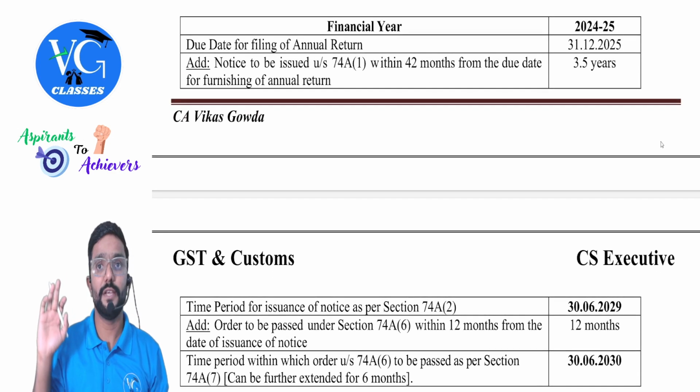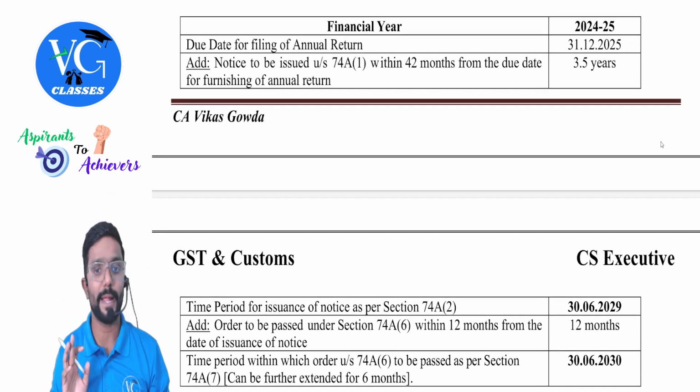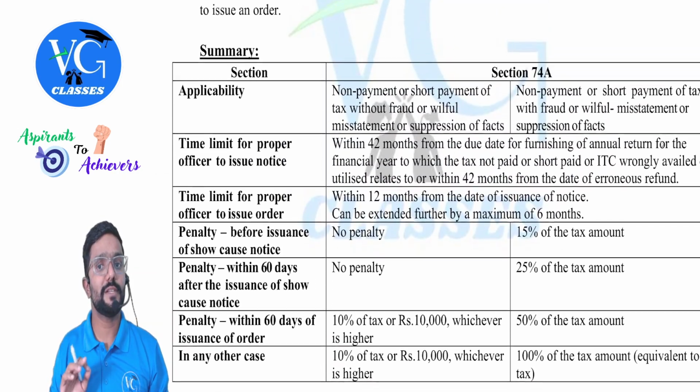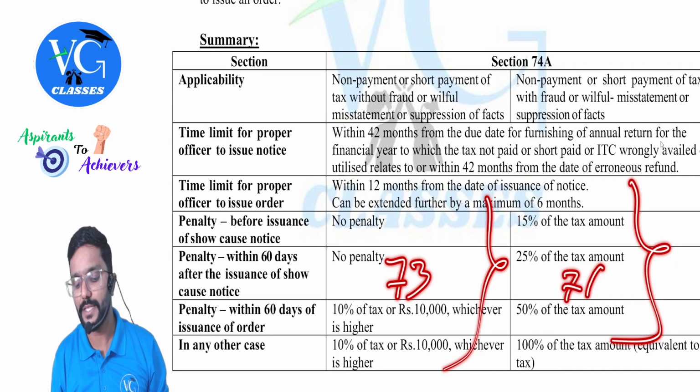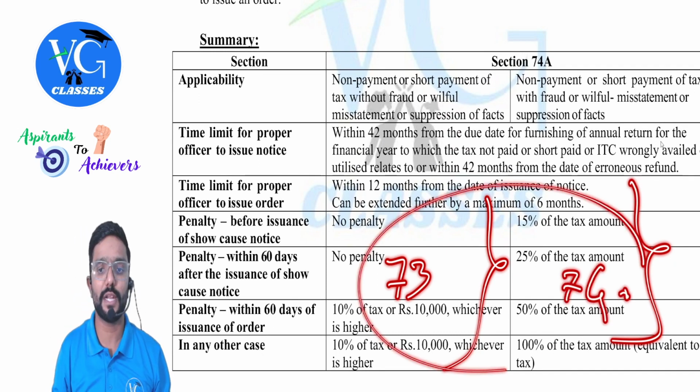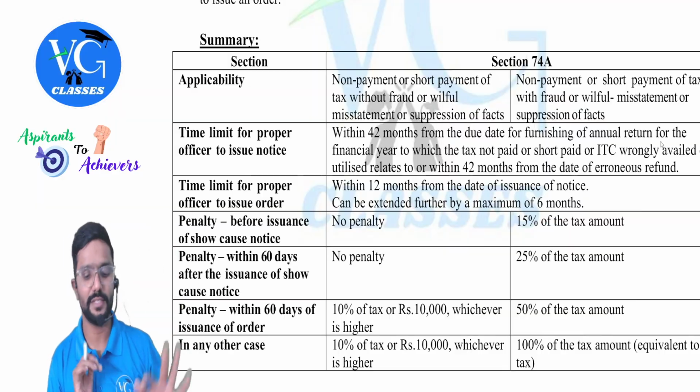Time limits are different. They are going straight away. First notice, then order. Okay. Then, sir, it covers both the cases. Penalty is same. It was 73 penalty. This is 74 penalty. But now both are covered under 74A. That's all. That's all, guys.